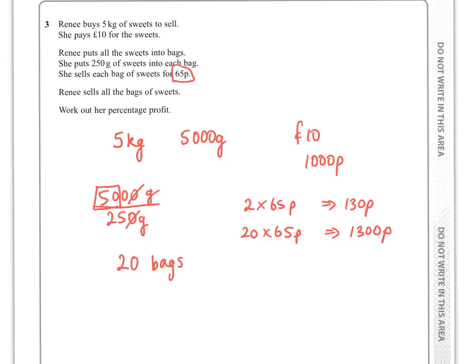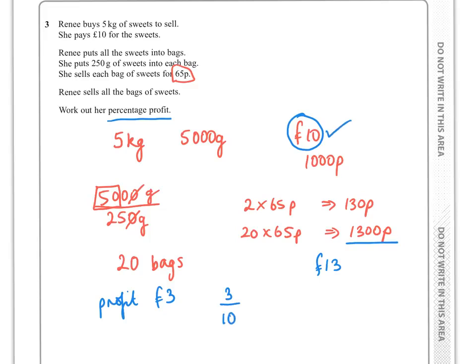And what we can see here now is that 1,300 pence is £13. But she started off with £10. So what's her profit? Her profit is £3, but we want it as a percentage profit. So we've got to look at that £3 and see how it compared to where we started. And we can see quite quickly here that 3/10 as a decimal is 0.3 and as a percentage is 30%. So 30% profit.